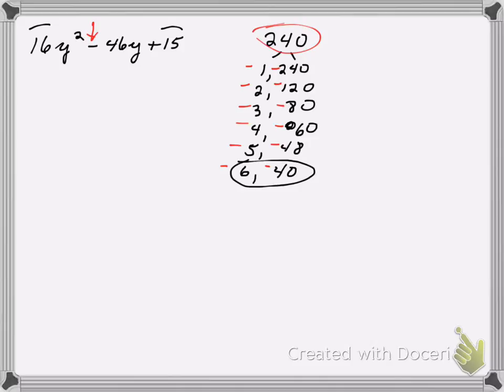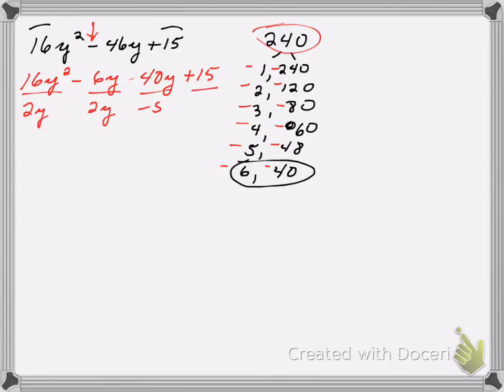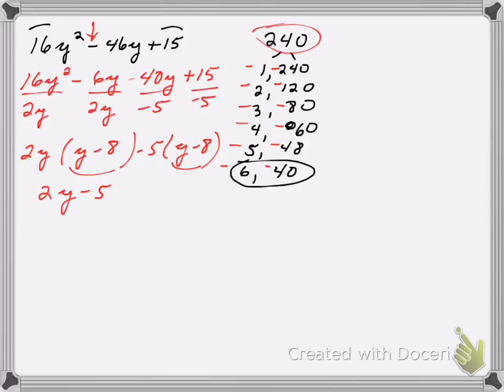If you just have a consistent approach to finding these numbers, we'll go ahead and do this since we know what the numbers are. It'd be minus 6y minus 40y plus 15. 16 and 6, the GCF would be 2y there. 40 and 15, the GCF there will be minus 5. So 2y times y minus 8, minus 5 times y minus 8. The parentheses match just like they always do, and your final answer is 2y minus 5 times y minus 8.